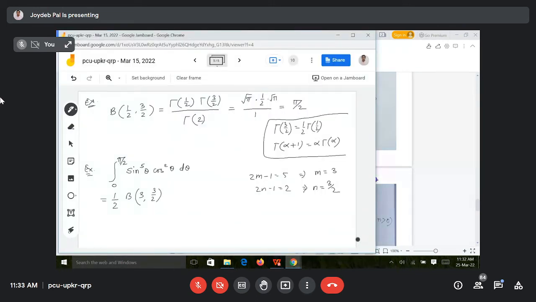Now how to find the value? You apply the property again, beta m, n is equal to gamma m gamma n divided by gamma m plus n. So gamma 3 gamma 3 by 2 divided by gamma of 3 plus 3 by 2. So 3 plus 3 by 2 means 9 by 2.